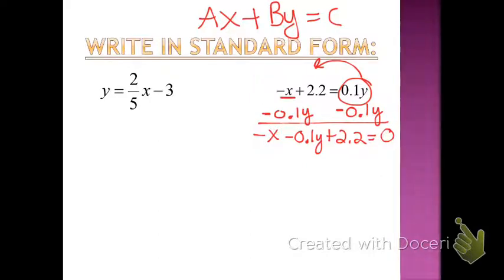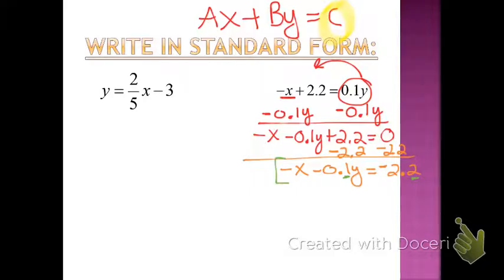On the right hand side, since we used an inverse operation, they're canceling out, we end up with a 0. Now if we go back and look at standard form, the constant is supposed to be on the right hand side of the equal sign, so we're going to use inverse operations again. The inverse of adding 2.2 is subtracting 2.2, so we're going to subtract 2.2 from both sides, and 0 minus 2.2 is negative 2.2. Now next, remember that these all need to be integers.